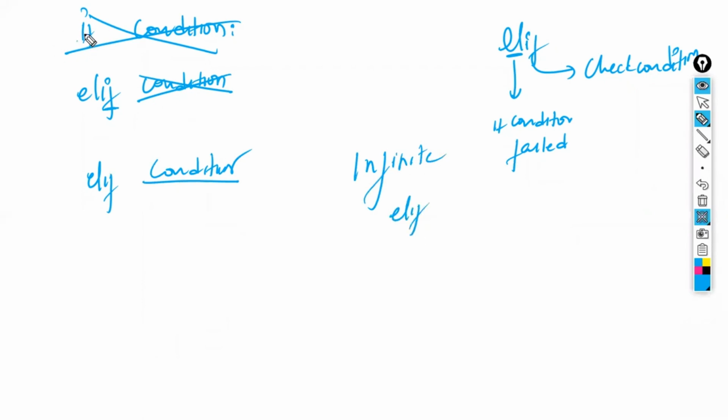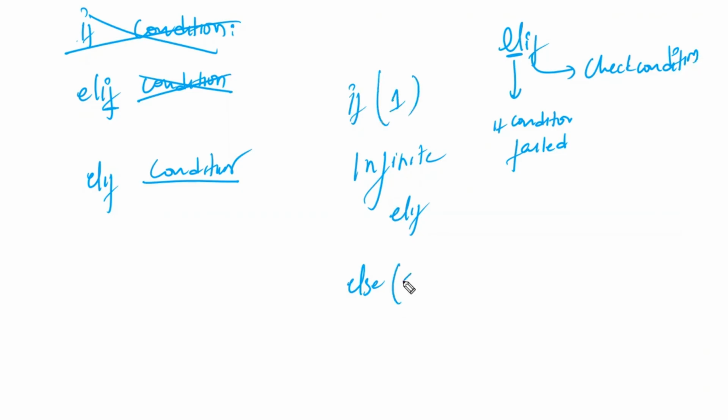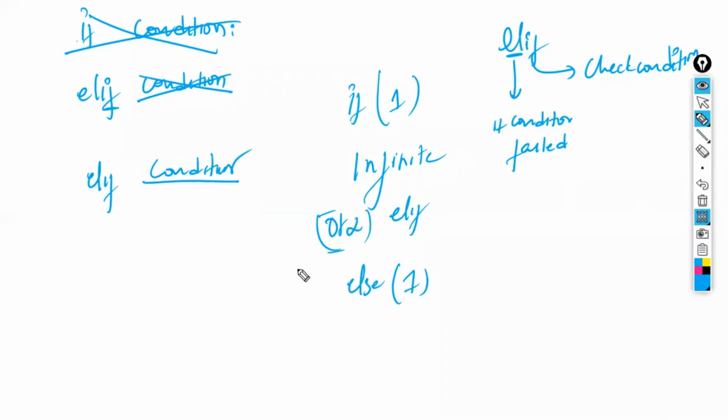Sir, how many ifs can I write? Only one. One and only one. How many else can you write? Only one. So this is only with one, and this is only with one, whereas elifs you can use infinite as per your choice, from 0 to infinity. So if you don't want elif also, you don't need to write it.